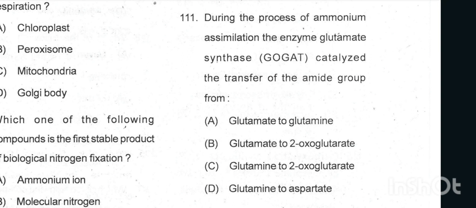So in this video we will discuss the remaining questions of SSB Botany Lectureship 2018 question paper. So let's start. Question number 111. During the process of ammonium assimilation, the enzyme glutamate synthase GOGAT catalyzes the transfer of amide group from glutamine to oxoglutarate.